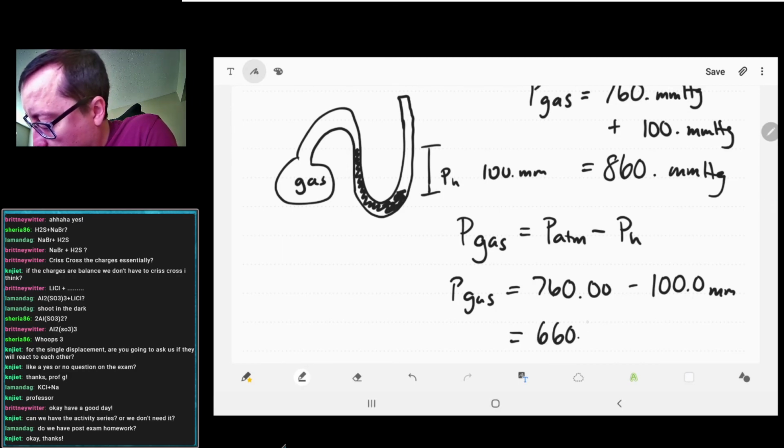I don't even know what I'm doing with sig figs. Yikes, shame on me. Wow, look at this. I'm just copying things wrong.